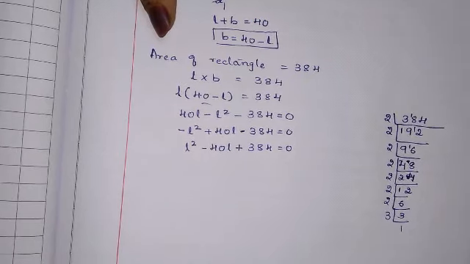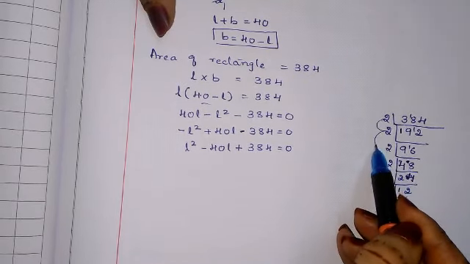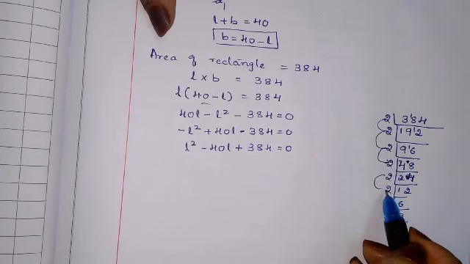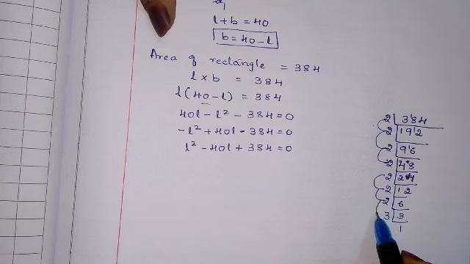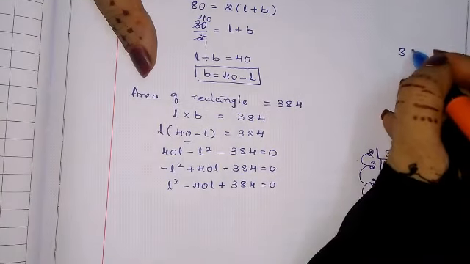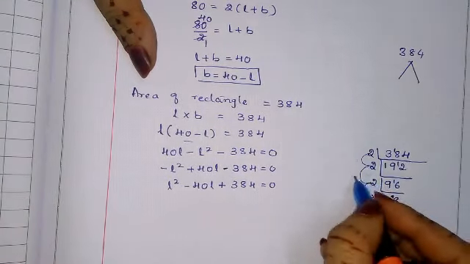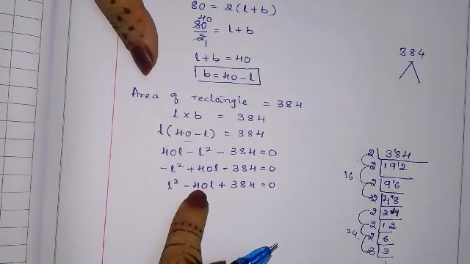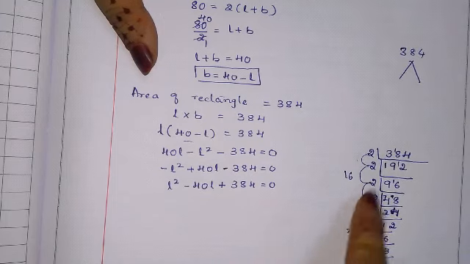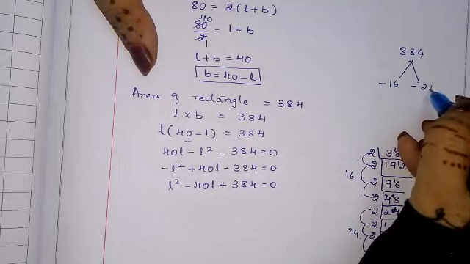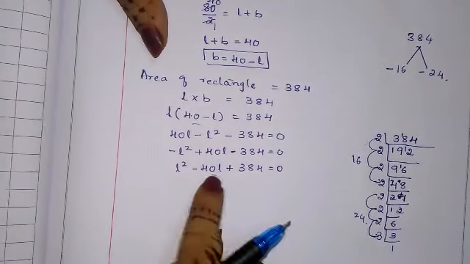So here let us see, 2 twos are 4, 4 twos are 8, 8 twos are 16, one group. Then 2 twos are 4, 4 twos are 8, 8 threes are 24. Now we can see here factors of 384: 16 and 24. 16 plus 24 is 40, and 16 into 24 is 384. We got minus 16 and minus 24, so let us write these in place of 40.